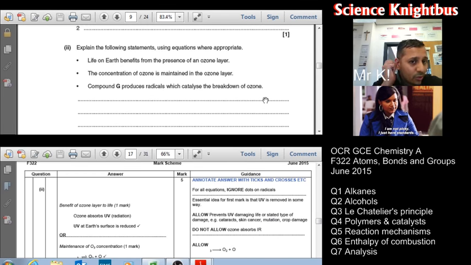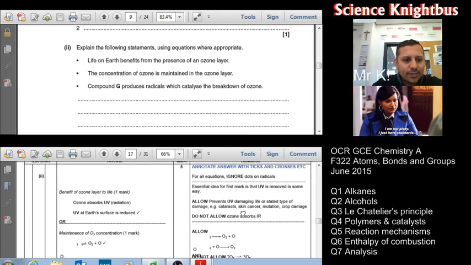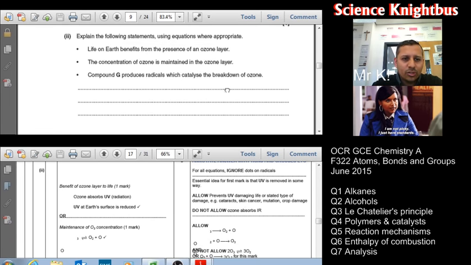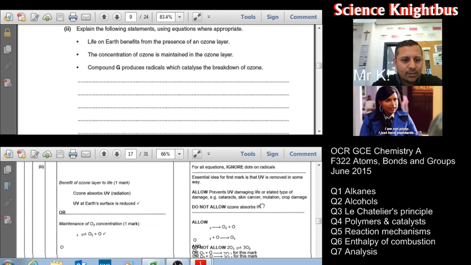Explain the following statements using equations. So, life on Earth benefits from the presence of an ozone layer. Concentration of ozone is maintained in the ozone layer, and you've also got compound G that produces radicals, which catalyse the breakdown of ozone. So, in terms of benefit of ozone layer to life, that would be something to think about. Ozone absorbs that UV radiation, and the UV radiation that reaches the Earth's surface as a result is reduced. Okay, it's a nice easy mark for you to pick up.